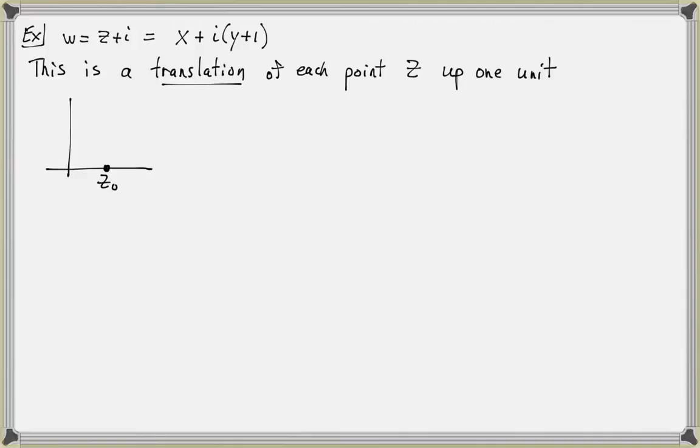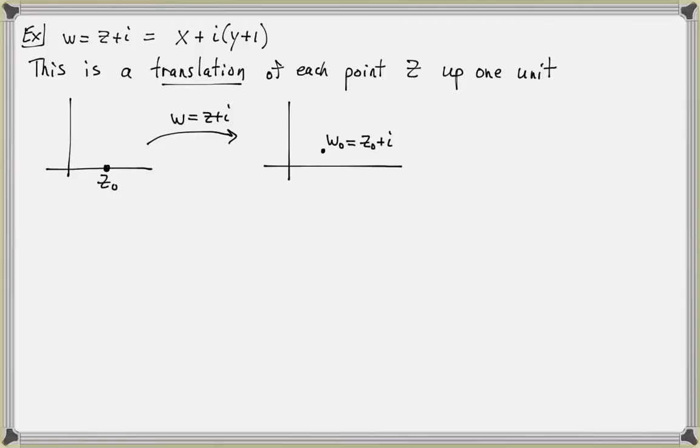So if we take a point z0 in the z-plane and map it to a point in the w-plane, the point z0 would correspond to the point w0, which will be z0 plus i. So you see that the point z0 gets shifted up 1 unit in the complex plane.